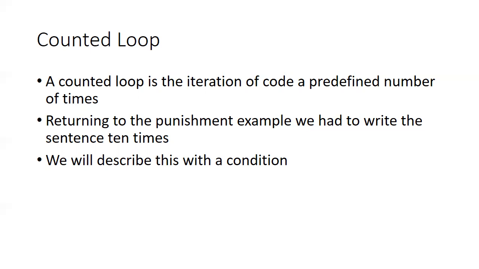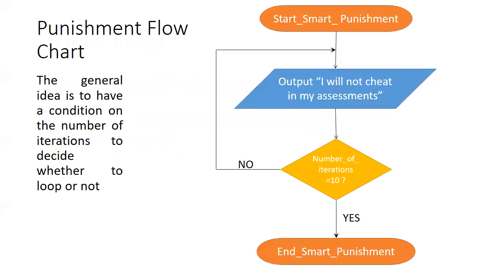So we'd do a counter. Okay, so count is equal to 0. Every time I print that I'm not going to do that bad thing, I add 1 to the count. When I get to 10, I get to stop. And so it could be something like this.